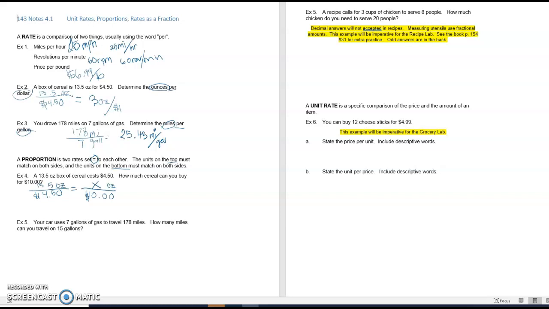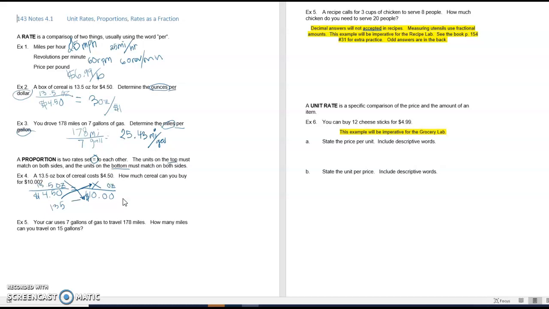So now to solve this proportion, you're going to cross multiply. I'll be honest, Hawks explains this a little bit differently, but I like to multiply across. So 13.5 gets multiplied by $10 and 4.50 gets multiplied by X. Okay, so 13.5 times 10, that's going to actually move the decimal over one spot. That's going to be 135.